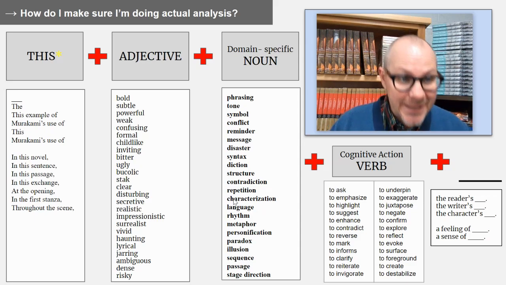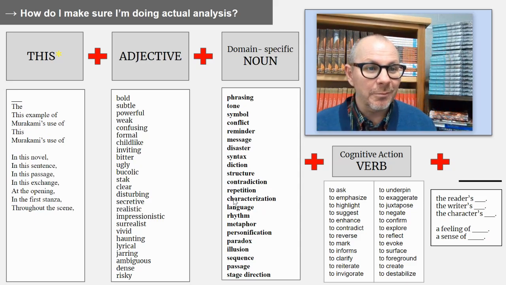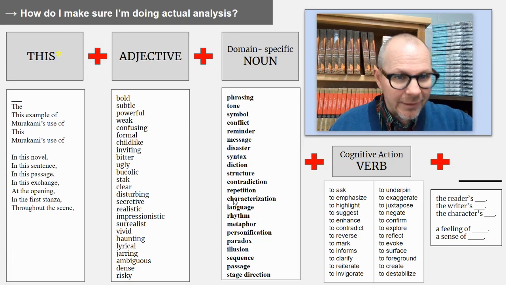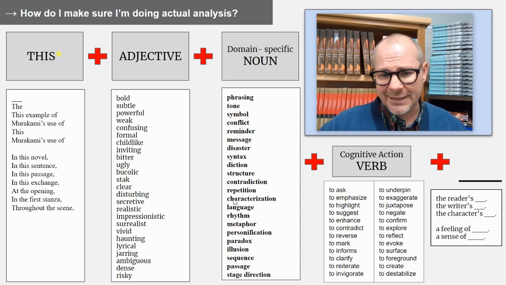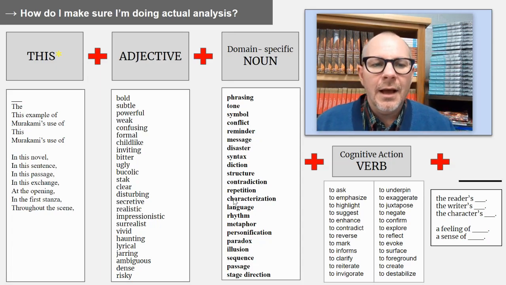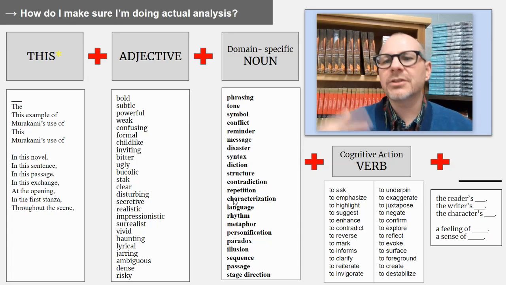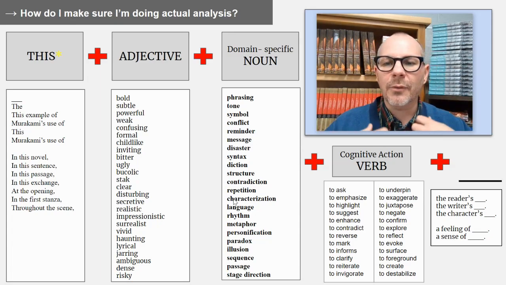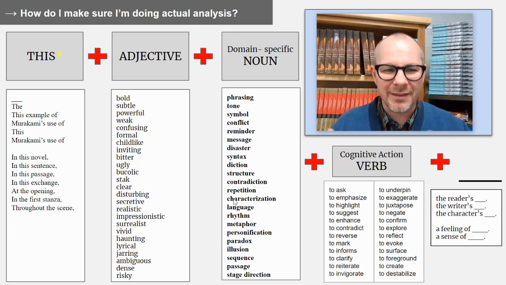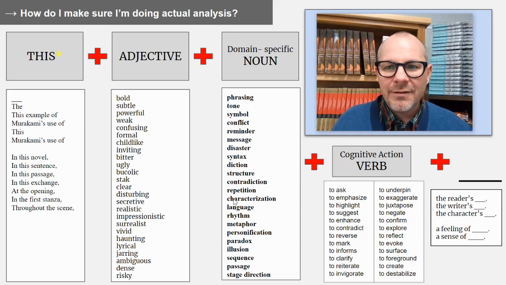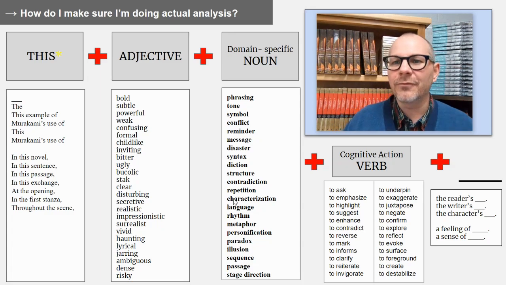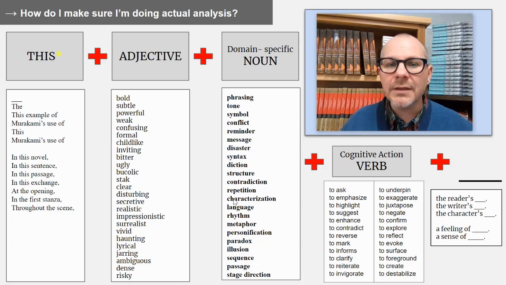So this, as you can see, doesn't have to be this. It could be this example of, or Murakami's use of, or maybe nothing. You could just say bold phrasing. Or you could have a little introductory phrase there initially. In this novel, powerful syntax. I mean, that's not too much of a thing, but so the adjectives, you're drawing from just descriptions of everything. What does it mean? What does it sound like? What does it feel like? What does it have to do with anything? So bitter, ugly, stark, clear, disturbing, secretive. You can see there's thousands of other words that you can draw from for explaining what something means or what it is. And then you have your domain-specific nouns that you're drawing from.